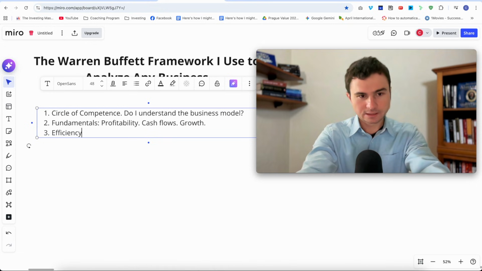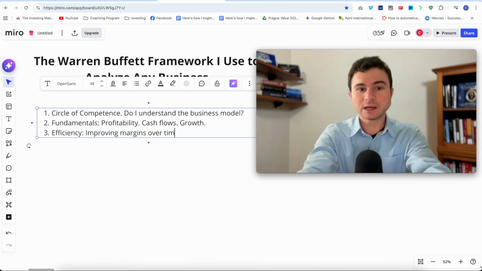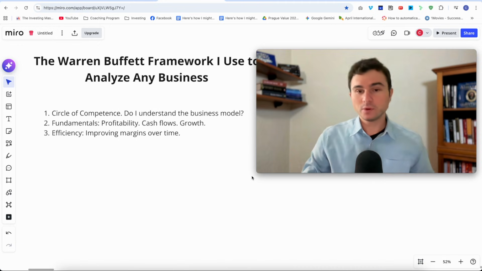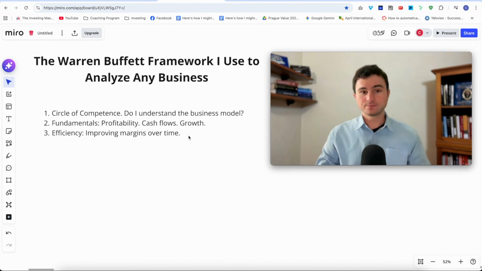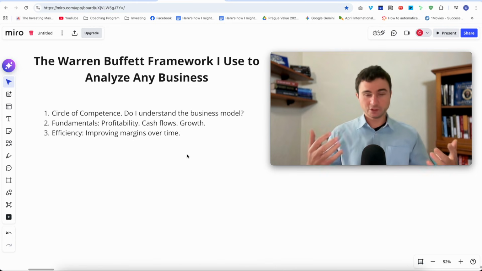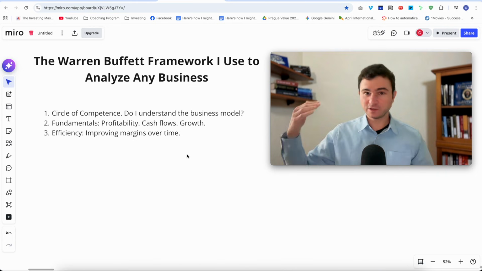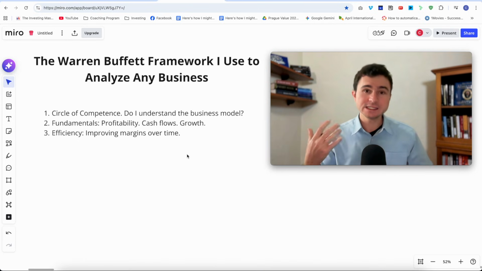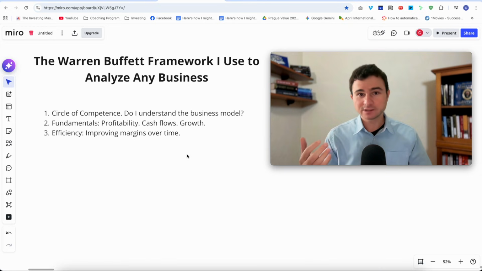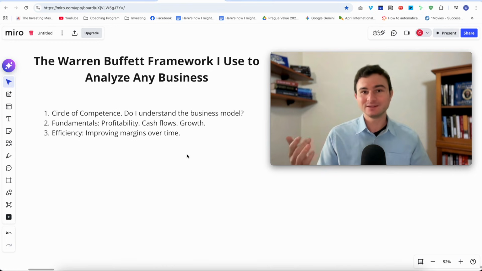Also, you want efficiency, meaning you want improving margins over time. This is a point I've been using for a while, and it's extremely important. You can invest in a profitable business, but if the profitability is declining, that's not good. It means the moat is eroding. The competitive advantage is getting weaker and weaker. You don't want this. You want to invest in companies that are getting better over time, right? Growing more efficiency, better margins, wider moat.